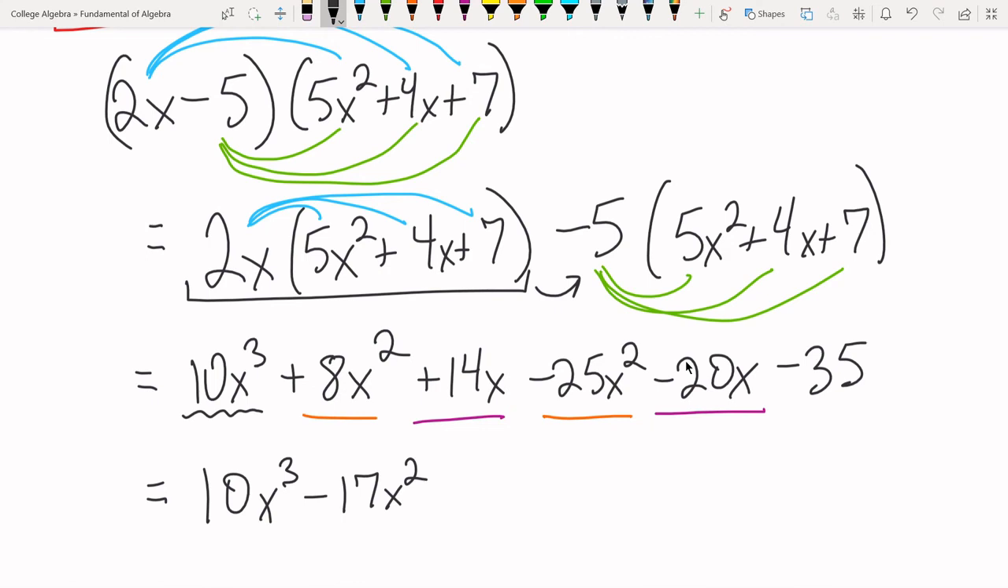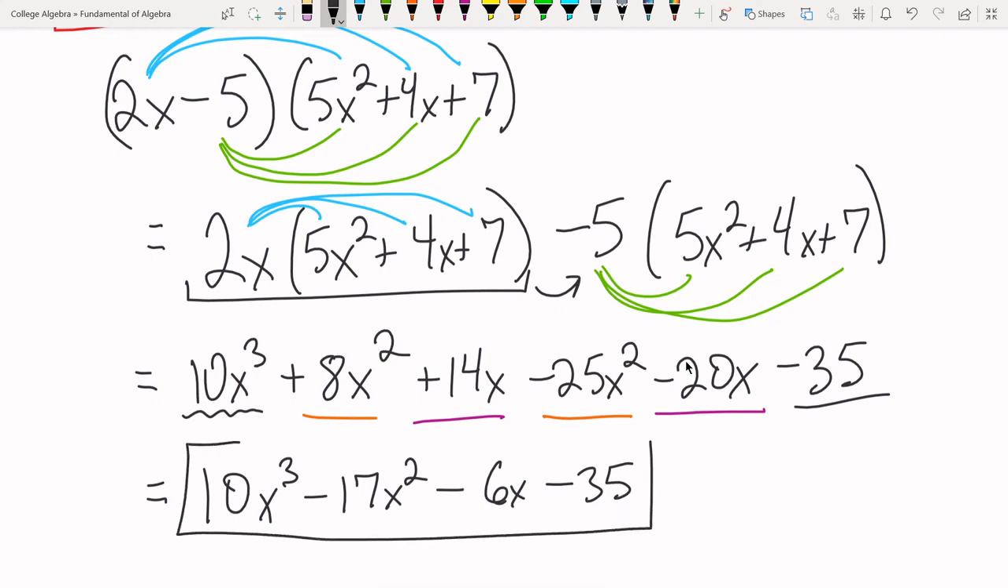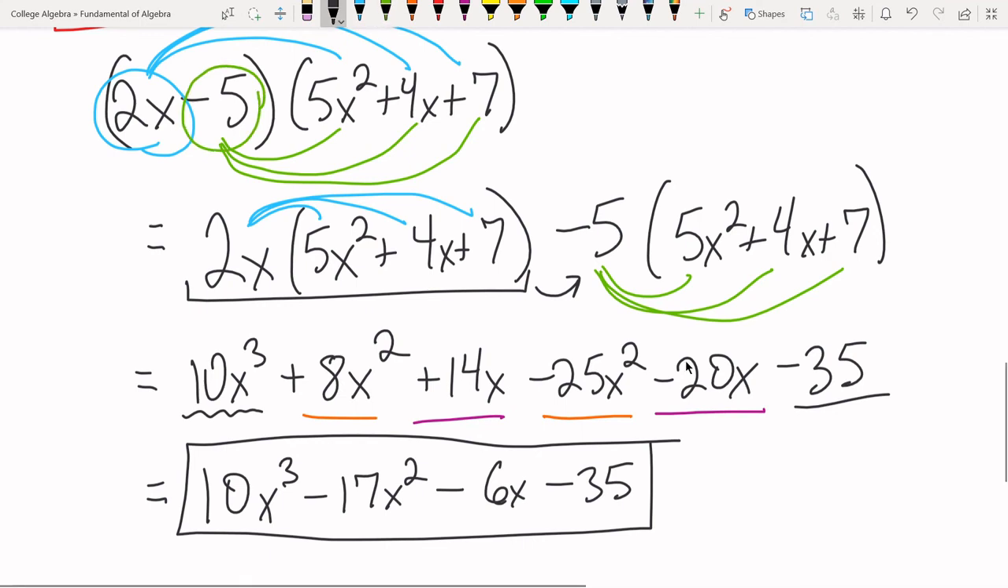Then we move on to the purple, because that's going to be the next highest power, which is just x. 14x minus 20x, that is negative 6x. And finally, we have the number by itself, which is the constant term, negative 35. And that is our final answer. It's in standard form, highest power to lowest power, which is the best way of writing it out. Again, all I did here is I just distributed this 2x into all the terms, and then I distributed the negative 5 into all the terms. That's all there really is to multiplying polynomials.